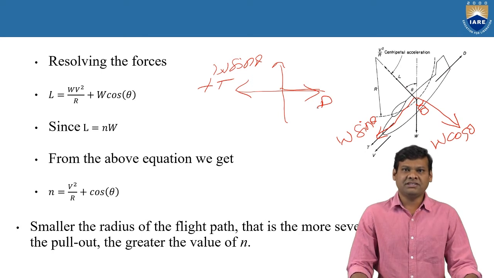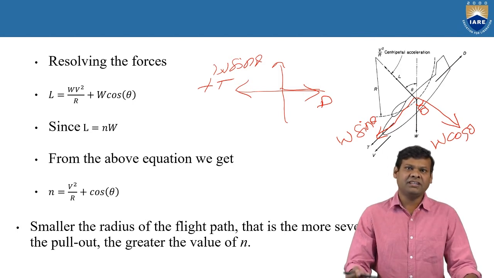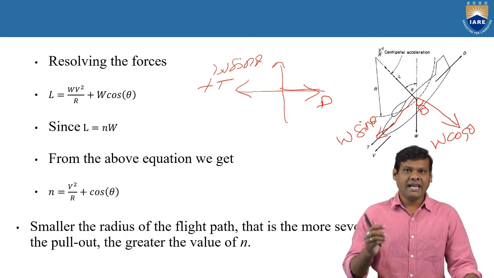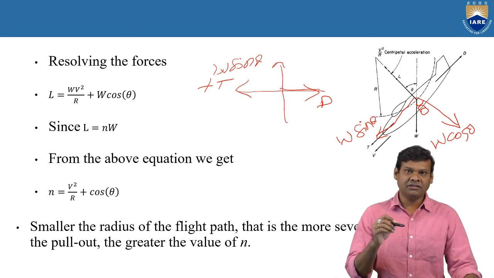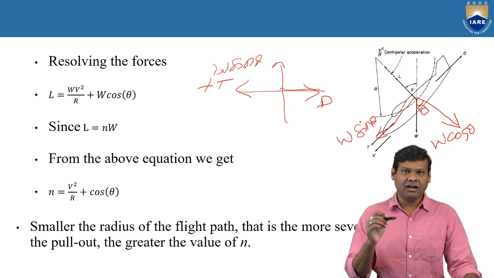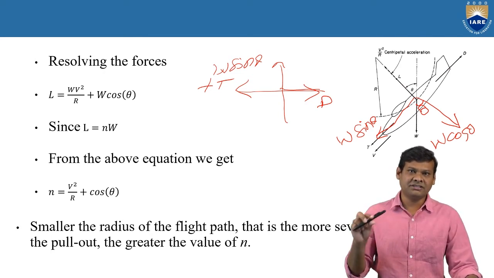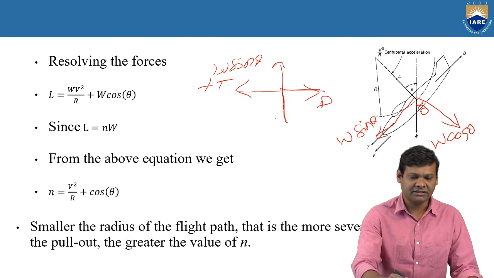And now resolving the forces in the vertical direction. Already I have said that the centripetal force is opposite to the direction of the centripetal acceleration. If the centripetal acceleration is towards up, then the centripetal force will be towards down. In the figure, you have observed that the centripetal acceleration during the pull-out is directed towards the center of the circle, but the centripetal force is directed away from the center. Now we resolve the forces.